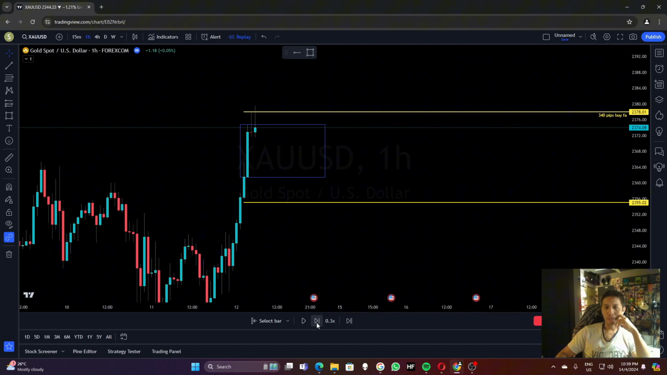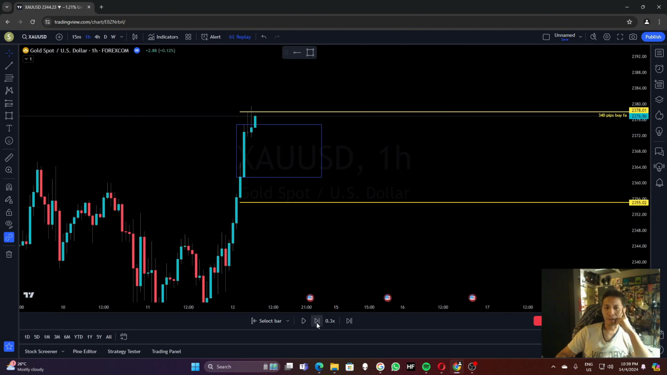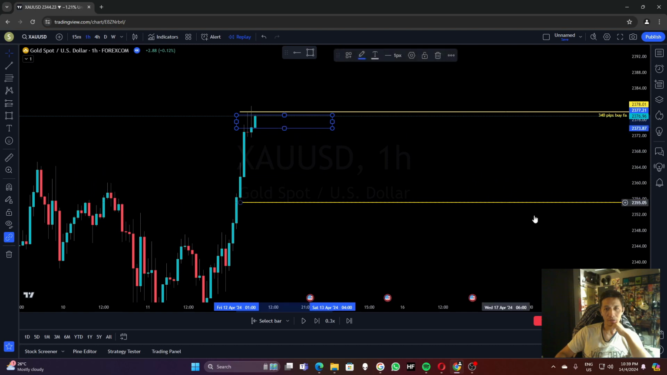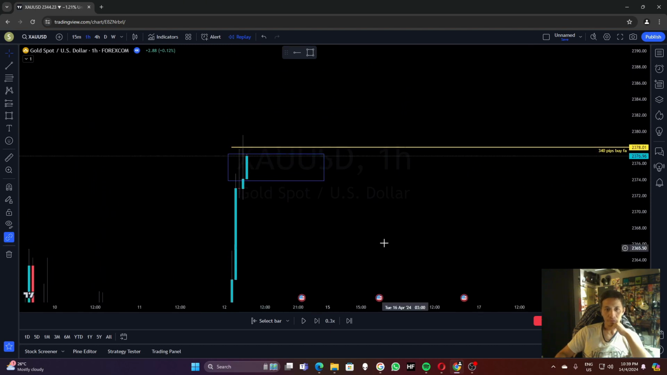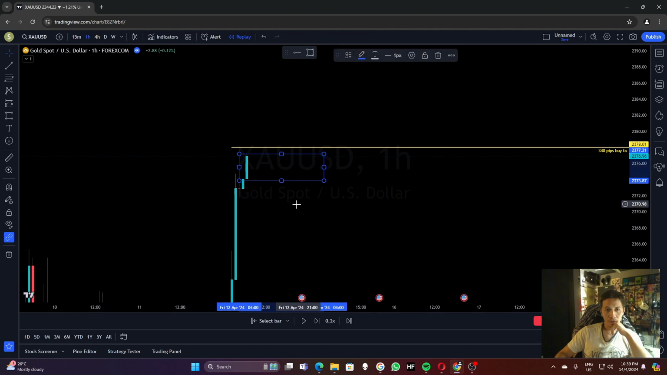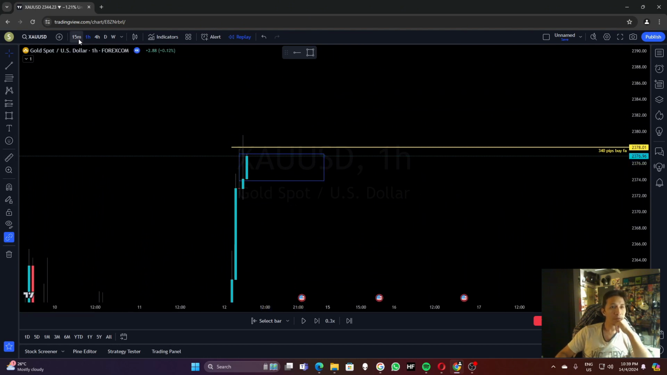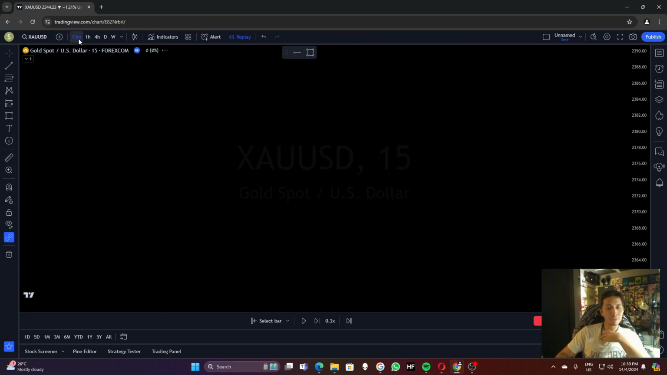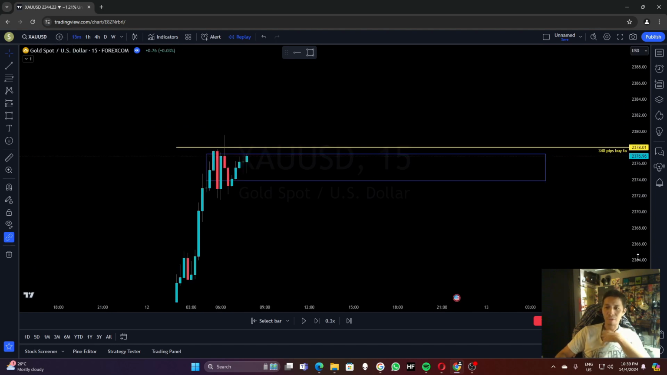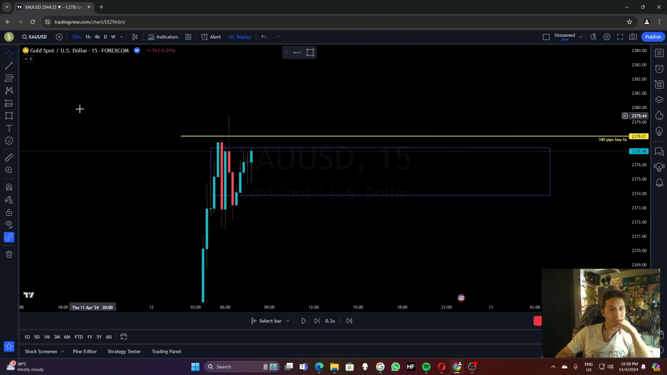Let's wait again. Everything is all about a waiting game. Trading is all about waiting for the right setup. Okay, there is a breakout in H1. I'm going to move this box to above the higher shadow, the wick of that candlestick. And then I will open the 15-minute time frame and wait for another breakout in 15 minutes before I make my entry.